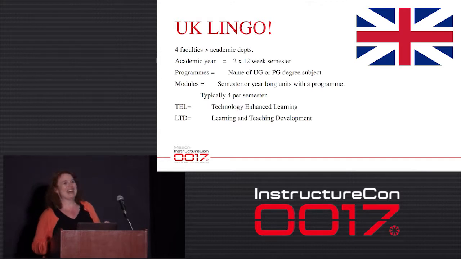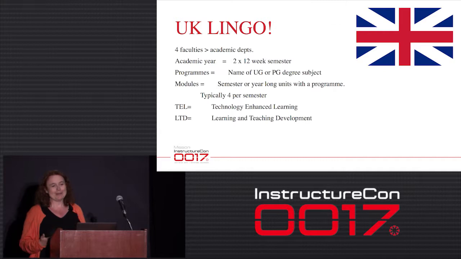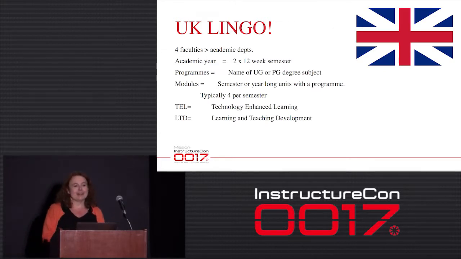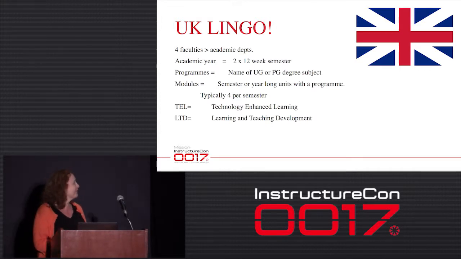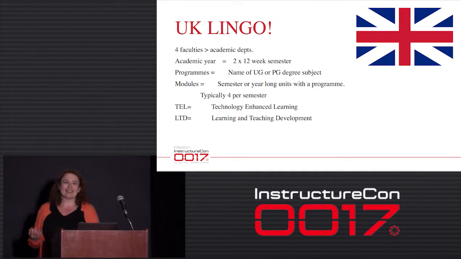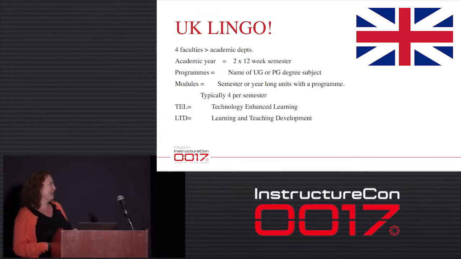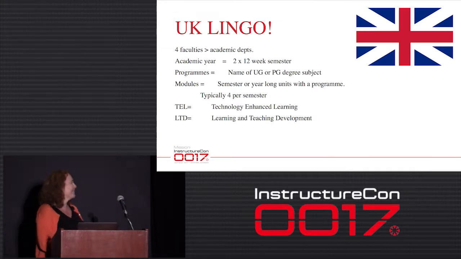So I thought I'd better start by going through a little bit of UK lingo, because I might use some terminology that might not be familiar to you. We have 4 faculties, which are then structured into academic departments. We have 2 12-week semesters per year, and we have programs, which is the name of the degree that a student will be studying. Those programs are in turn broken down into modules. Modules for us and many other UK universities doesn't mean the same as modules in Canvas, which, as you can imagine, causes quite a lot of confusion when you're first introducing people to Canvas.